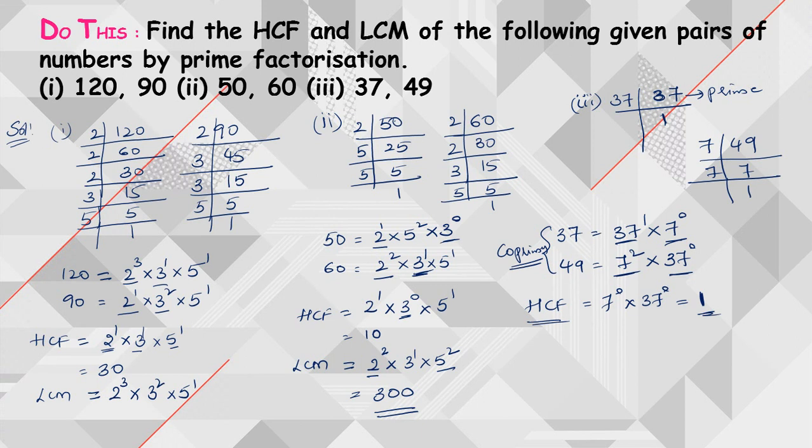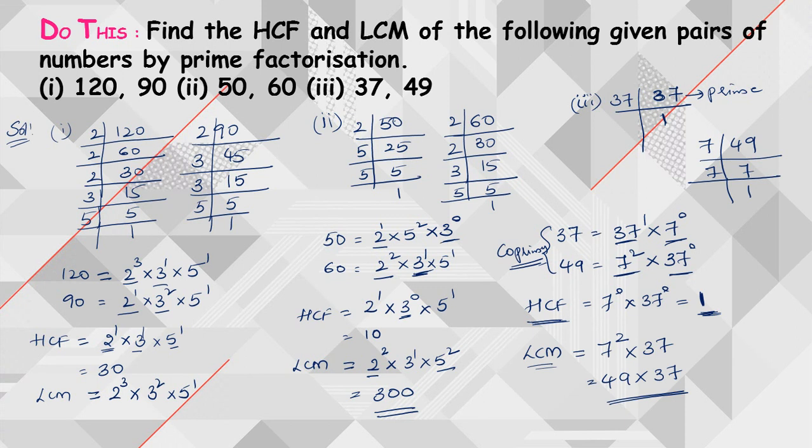So always remember, when you have co-primes, their HCF is always 1. Next, moving on to the LCM. LCM means you need to take the highest powers, so it is 7 square into 37, which is nothing but the product of two numbers. If you observe carefully, whenever HCF is 1, the LCM will be the product of the two numbers.